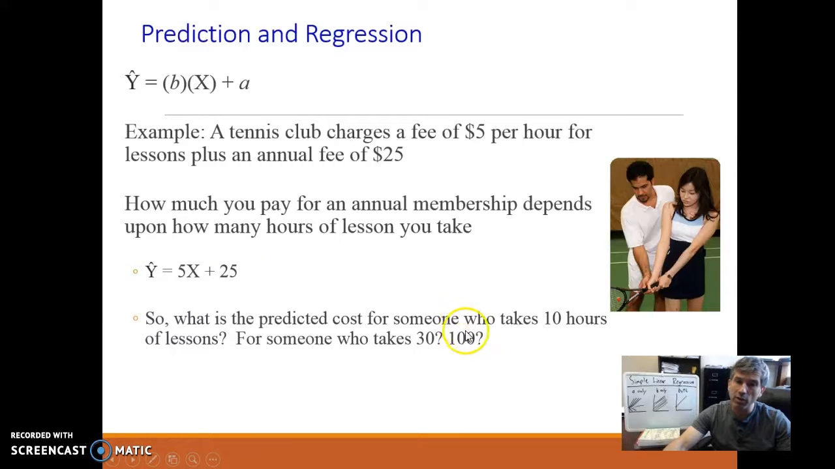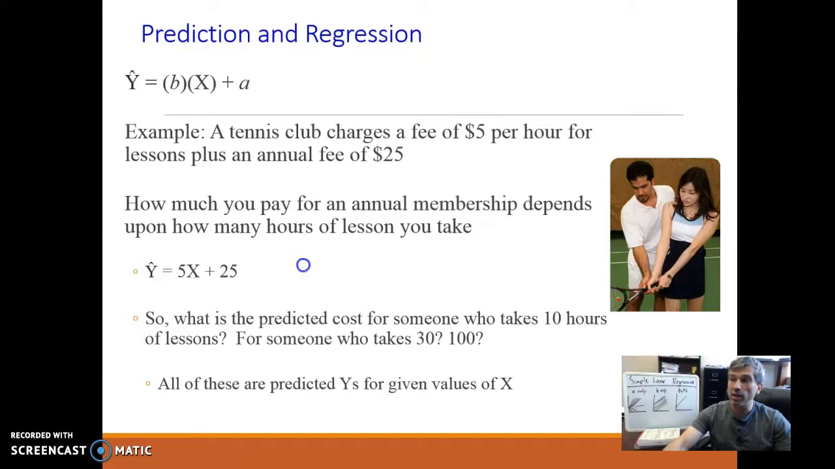What if I take 100 hours of lessons? I'm really into it and I want to take a lot of lessons. Well, 100 times 5, so $5 an hour. 100 times 5 is $500 for the lessons, plus $25 for the fee. Your predicted Y is now 525. All of those are pretty intuitive, pretty basic to calculate. Every single one of those is a predicted Y, a predicted expense, where we're plugging in specific values of X, and X is the number of hours of lessons that we take.